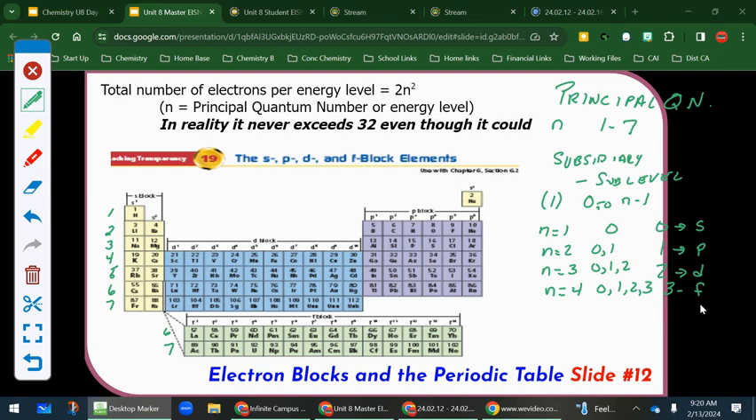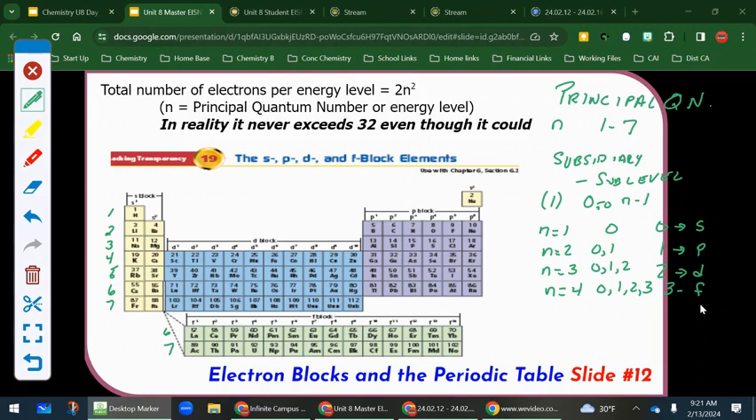In the first level, you only have S's. There are no P's even in there. Second level, you have S's and you have P's. Okay? After the first level, second on, every level has S's and P's. After the second level, every level has S's, P's, and D's. After the third level, every level has S's, P's, D's, and F's. Now, they may not all get used, but they exist. Questions?